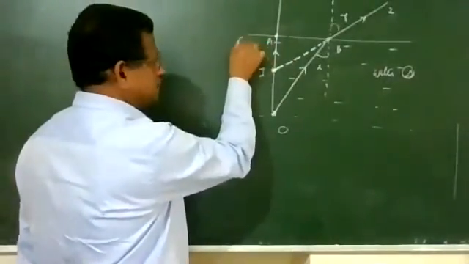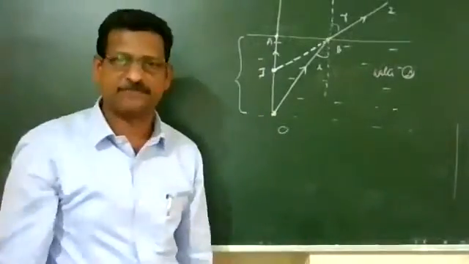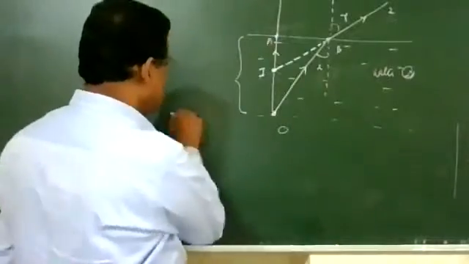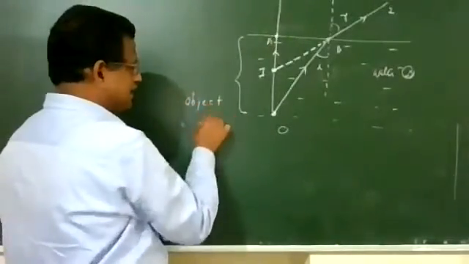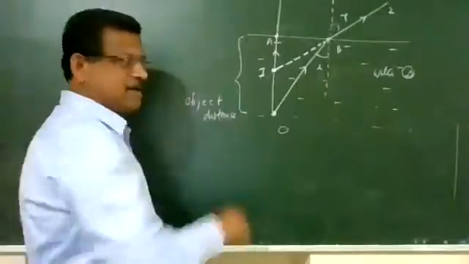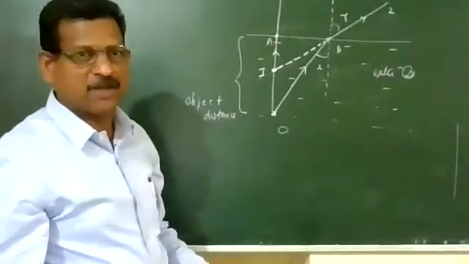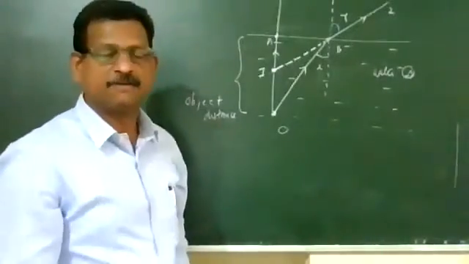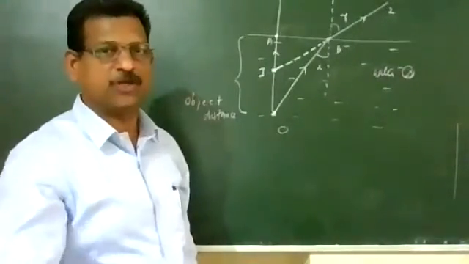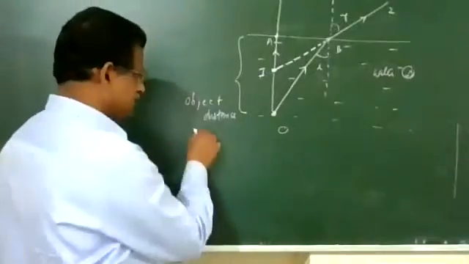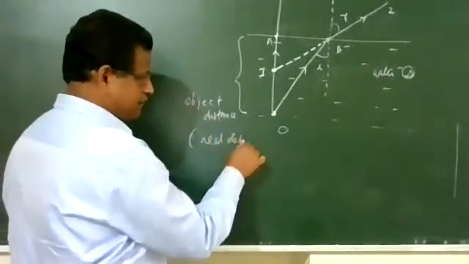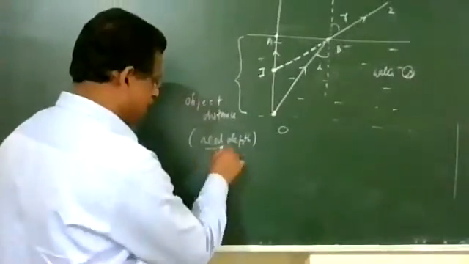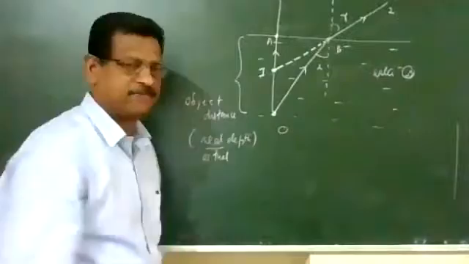So from here we measure the object distance. O is the object distance, but it is measured downward in this particular case, so we call it the real depth. Actual position of the object, so we call it the real depth. Real or actual, any term can be used: real depth or actual depth.